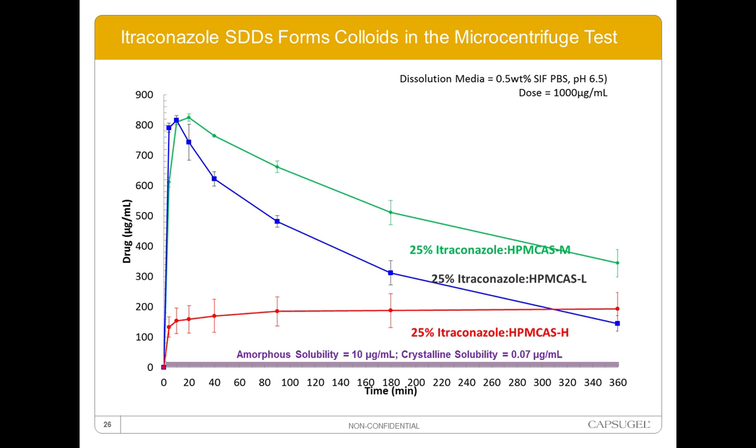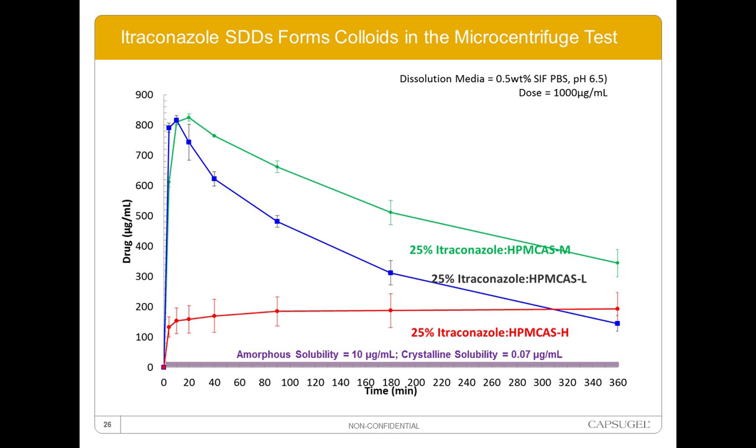And looking here, we're looking at formulations with HPMCAS with 3 different grades of HPMCAS. So the most hydrophobic grade of HPMCAS, HPMCAS-H, is shown in red, where the concentration comes up to some moderate level of colloids and sustains quite well throughout the duration of this test, going all the way out to 6 hours.